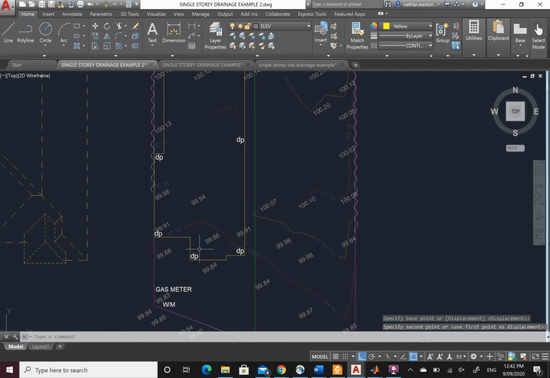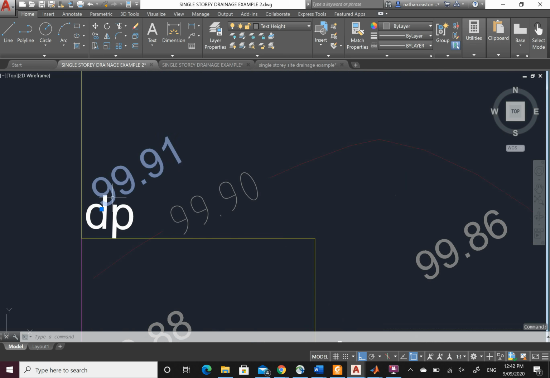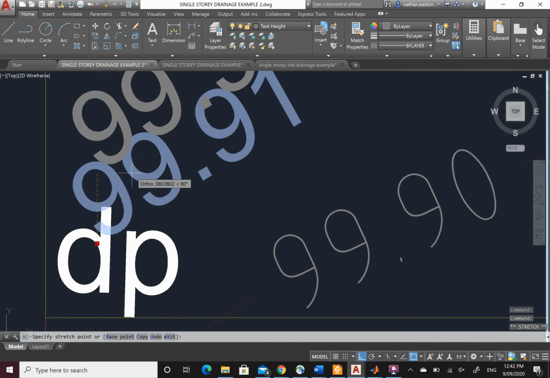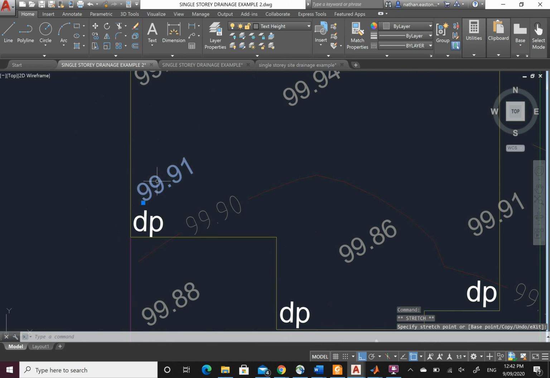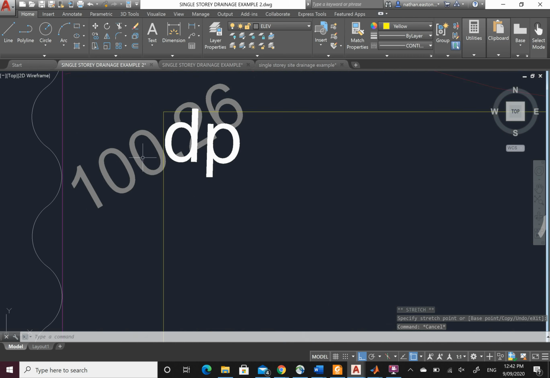So now I need to tidy this up again. I've got a clash here, so let's move this out of the way. The reason I can do that is because I can assume this level is in proximity to it as well. And same thing over here.